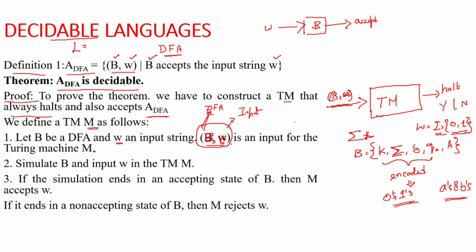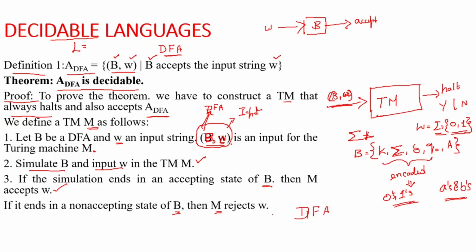Then we have to simulate B on the input W in the Turing machine M. If the simulation ends in some accepting state of B, then the Turing machine M accepts W. If it ends in some non-accepting state of B, then M rejects W. So basically what the Turing machine does is it simulates the DFA.